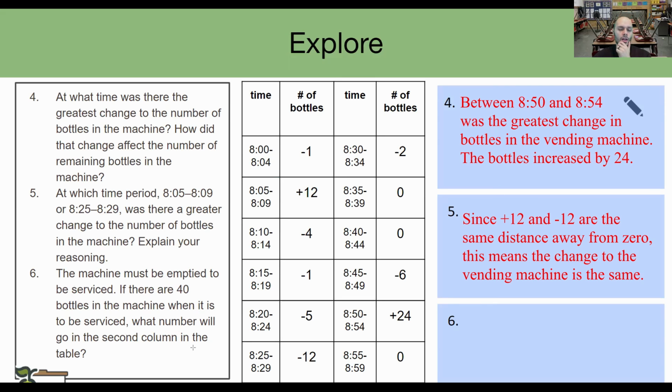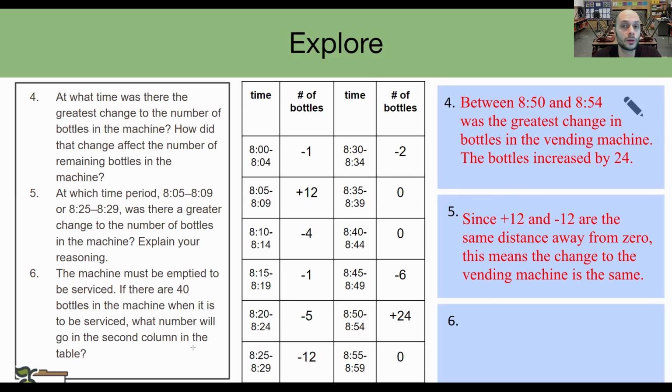In order for this machine to be serviced, meaning they're going to put more bottles in, what they want to do first, if there are 40 bottles left, is take all of them out. What number should they put in the second column in the table when this happens? Pause the video and let me know what you think.